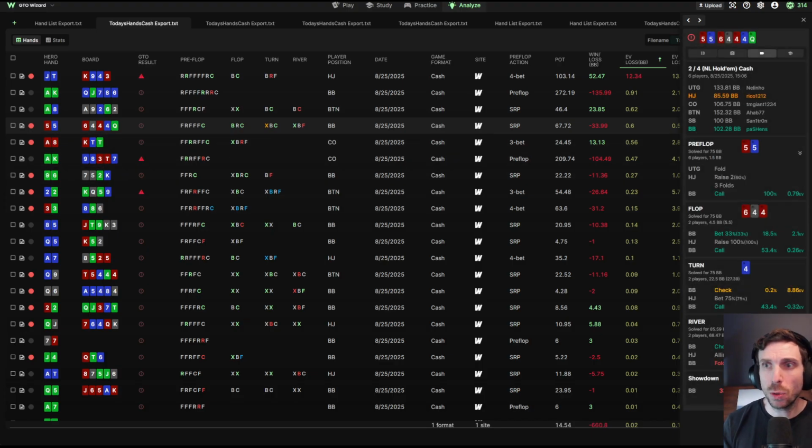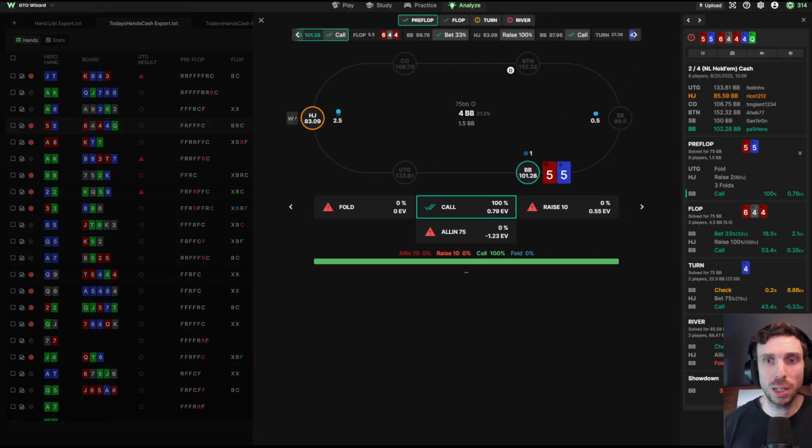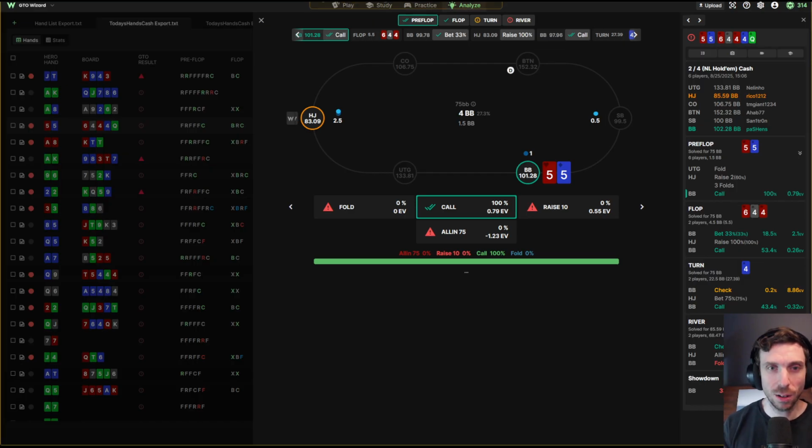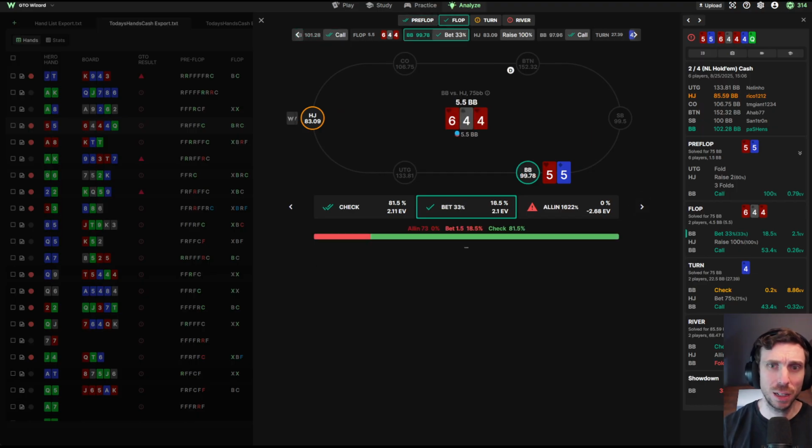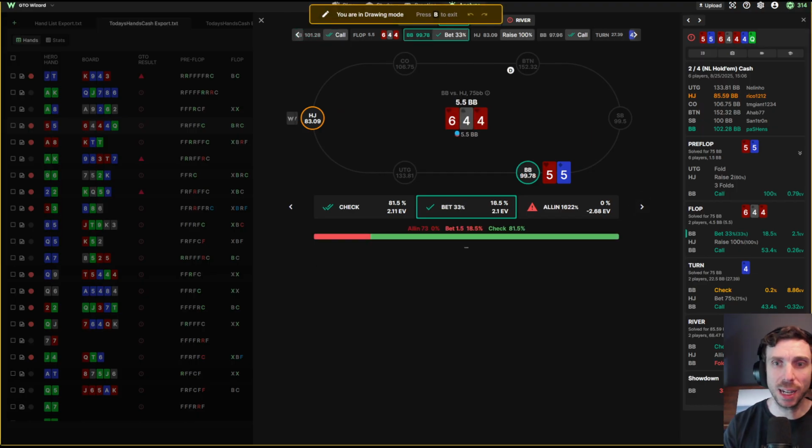Here's a hand that I do think is really interesting that could potentially be another blunder for myself. Hijack opens, again, a recreational player. You can tell by the broken stack, meaning they have under 100 big blinds, so 85 big blinds here. They open, I defend, 6-4-4 board. I decide to lead this flop.